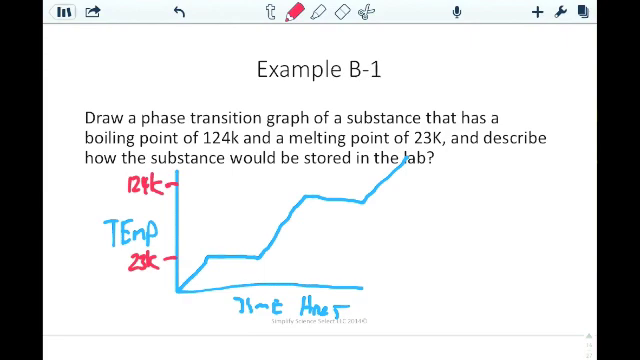And if we were doing this for a lab, we would measure out with a ruler and everything else. So what we see is that. Now this at 124 degrees Kelvin, how would we store this in the lab? Well, at 124 degrees, we take that into Celsius. It's going to be a very negative Celsius, so it's going to be very, very cold. So this substance is going to exist as a gas, and so therefore we would store gas in a container.